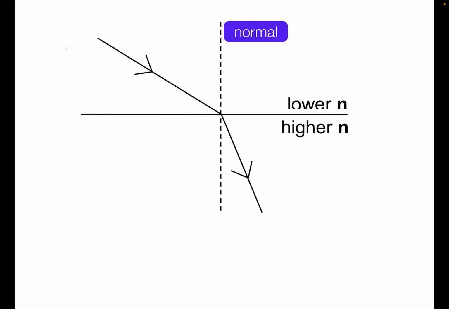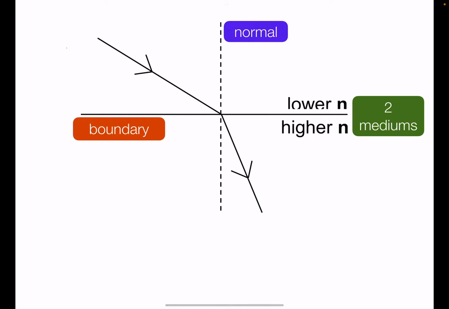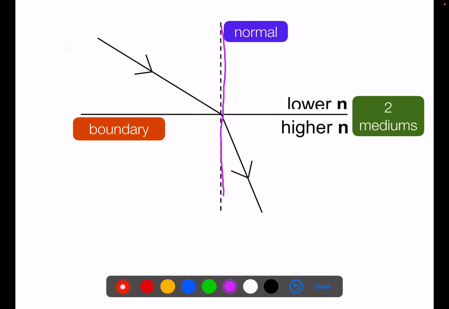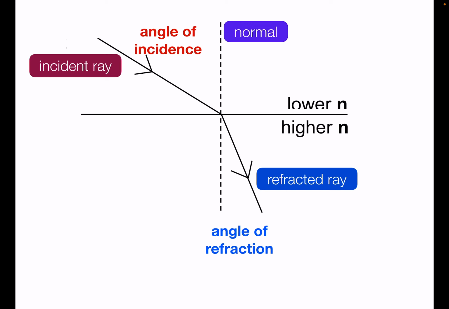Right, before we consider the ray diagrams again, we look at the common labels inside a ray diagram. First, of course, we have the normal, which is perpendicular to the boundary between the two mediums. In this case, we go from a medium of lower n to a medium of higher n. Then we have here the incident ray coming in and the light ray going out, the refracted ray. Then we label the angle of incidence and angle of refraction, theta 1 and theta 2 respectively.